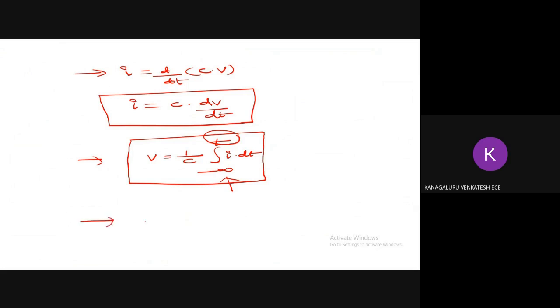And power, we know, is nothing but the product of voltage and current. So we can simply substitute the values of V and I to get the power.